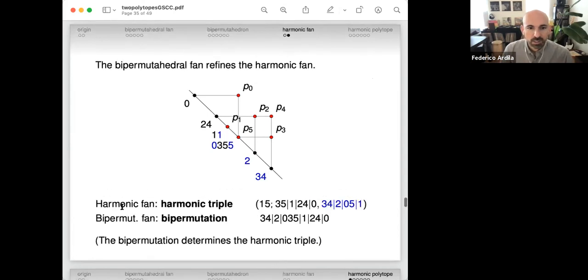But the consequence is that the bipermutahedral fan refines the harmonic fan. So if you're used to that terminology, that's what that means. But that's just a restatement of what I'm saying, which is that the harmonic fan has less information, and the bipermutahedral fan has more information. So it has a more refined information. It has a more refined understanding of our configuration. Okay. And so this is the other fan that was a candidate for a possible analog of the bipermutahedron.